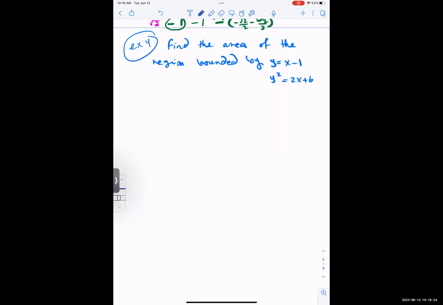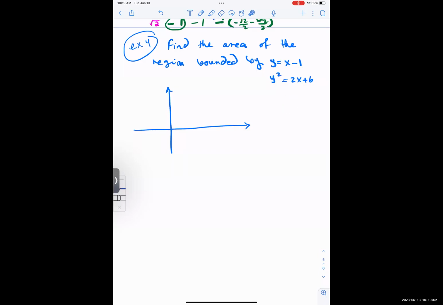Okay, so in the process of graphing, one is a parabola and the other one is a linear function. So just have that in mind. I will graph it here. So y squared equal to 2x plus 6. You know the opening of this one because you have positive y squared, so the opening is toward the right.